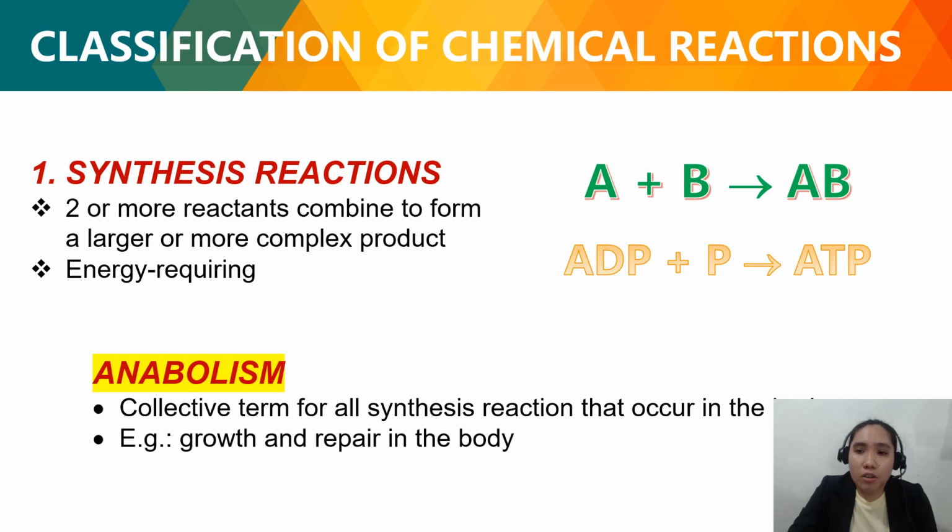So the other classification of chemical reactions includes, first, the synthesis reaction. This is when two or more reactants combine to form a larger or more complex product, and this is actually energy requiring. So A plus B, your product will be AB. A classic example would be adenosine diphosphate plus a phosphate that will become adenosine triphosphate. Okay, so when you combine two reactants, it will actually require energy. Para mabuo sila kailangan ng energy.